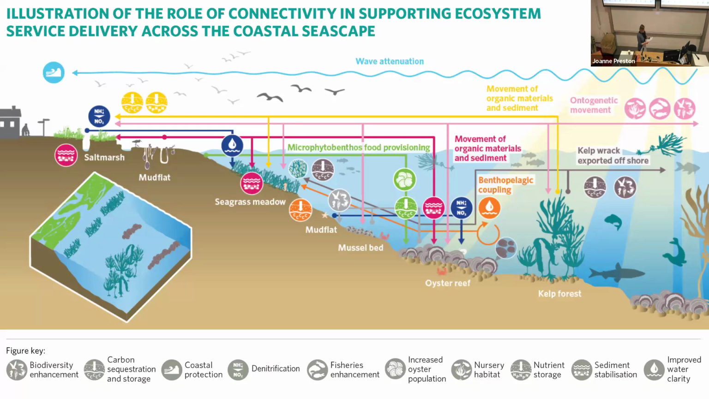The yellow line, movement of organic materials and sediment between habitats increases nitrogen and carbon storage. Salt marshes near seagrasses sequester more carbon and nutrients relative to salt marshes away from seagrasses. The light pink, the animal movement between habitats enhances biodiversity, nursery function, and fisheries production.